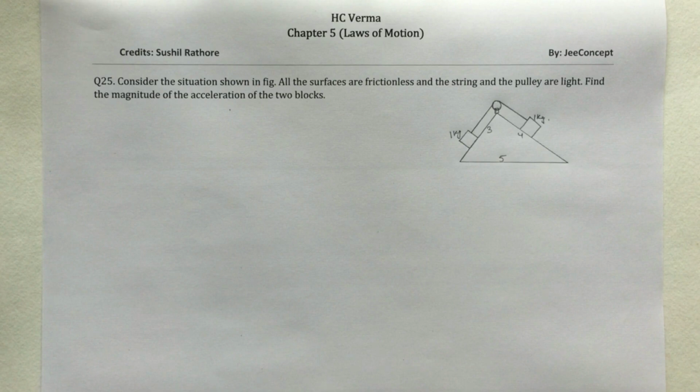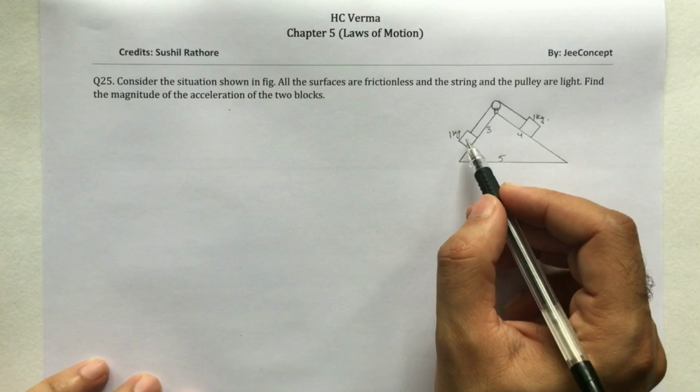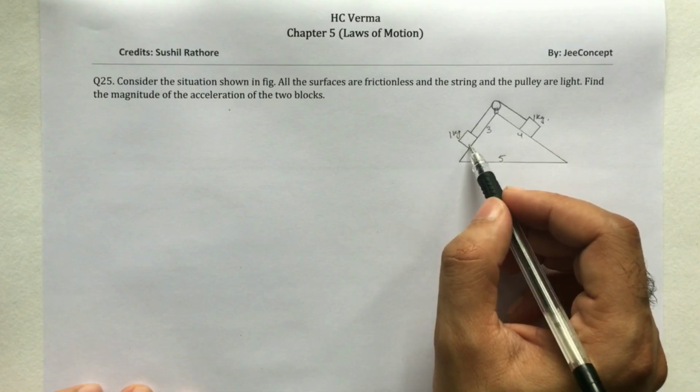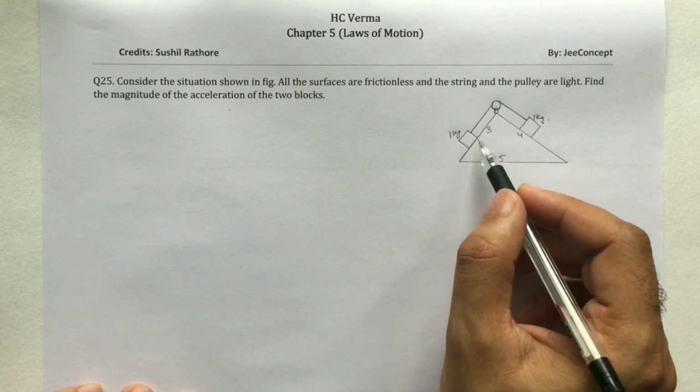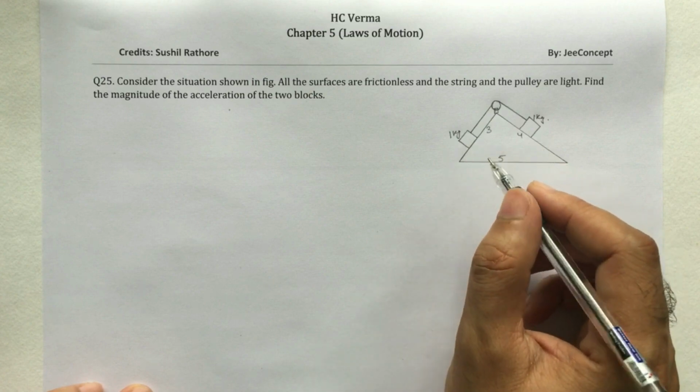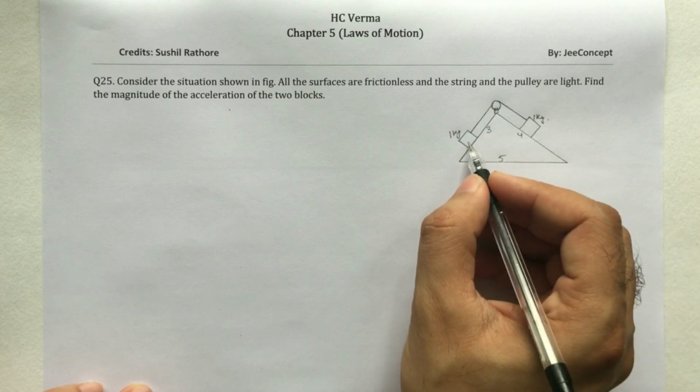The problem statement says, consider the situation shown in the figure. All the surfaces are frictionless and the string and the pulleys are light. Find the magnitude of the acceleration of the two blocks. In this problem, first of all, we will resolve the component of the mg acting downward in both the cases, and we will write the equation of motion, and then using the free body diagram, we can solve this equation very easily.